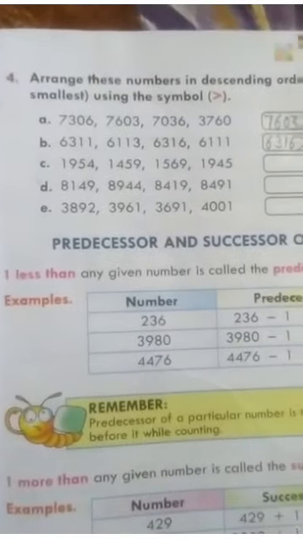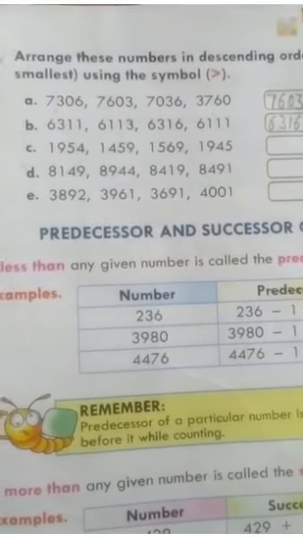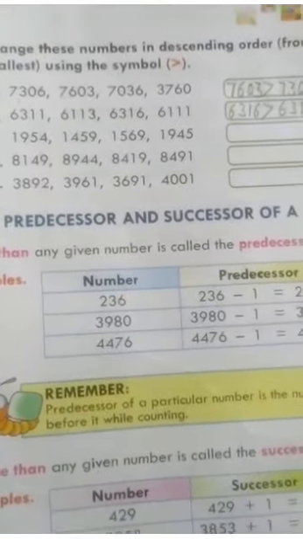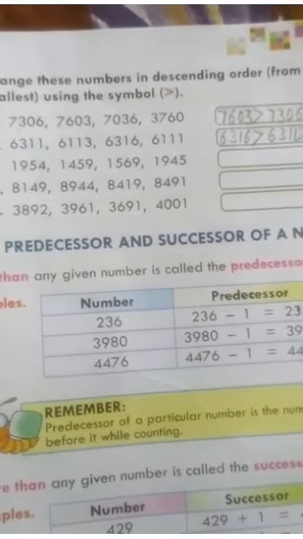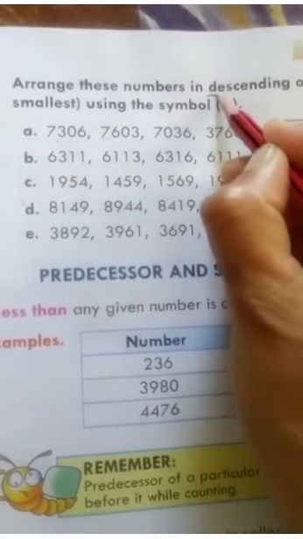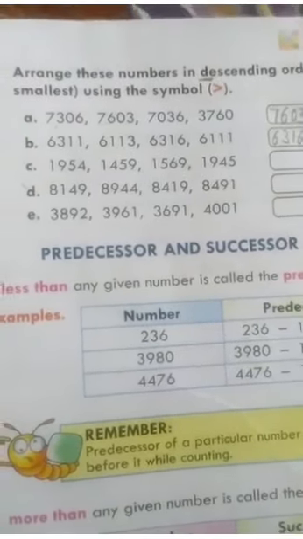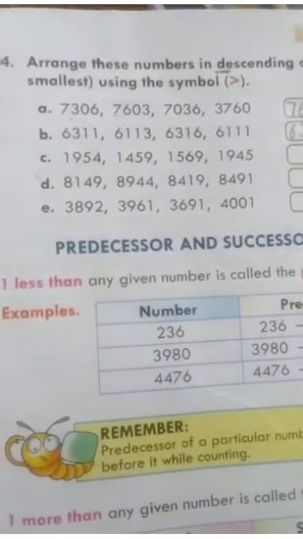नाउ क्वेश्चन नंबर 4. अरेंज दीज नंबर्स इन डिसेंडिंग ऑर्डर. इसमें उल्टा करना है. उसमें असेंडिंग में क्या किया था? असेंडिंग डी से क्या याद रखोगे? पीछे की तरफ जाना. डी मीन्स पीछे की तरफ. पहले सबसे बड़ा नंबर, फिर उससे छोटा, फिर उससे छोटा और फिर सबसे छोटा.